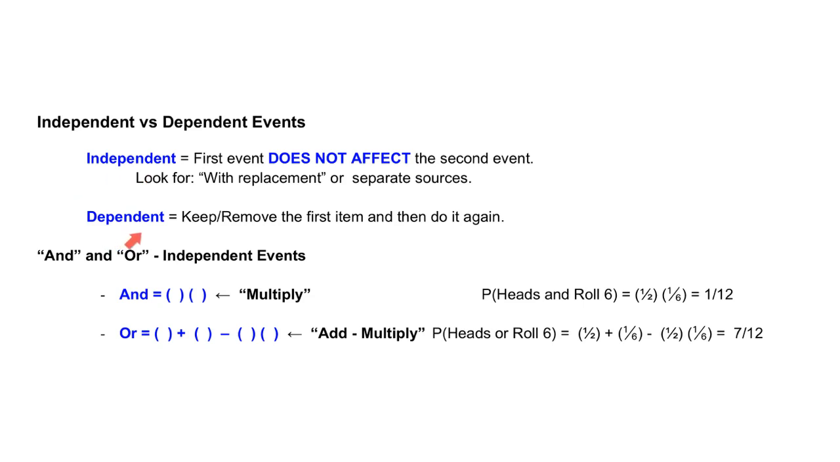The dependent ones, though, are where you take something out of something and you keep it and you don't put it back in, and then you try to do the exact same experiment again. Those create dependent events because whatever happened on the first will affect the second.